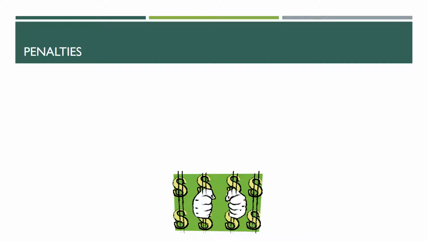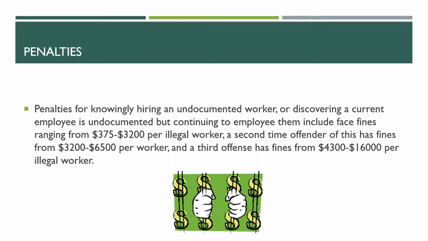Now, there are penalties. Penalties for knowingly hiring an undocumented worker, or discovering a current employee is undocumented but continuing to employ them, include facing fines ranging from $375 to $3,200 per illegal worker. A second-time offense has fines of $3,200 to $6,500 per illegal worker, and a third offense could be anywhere from $4,300 to $16,000 per illegal worker.